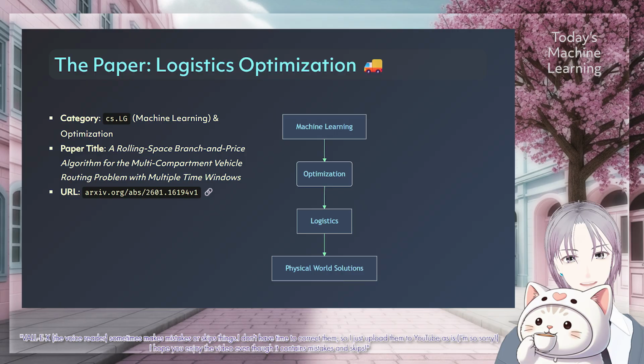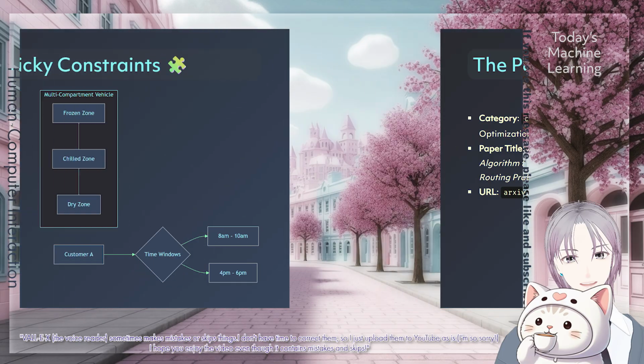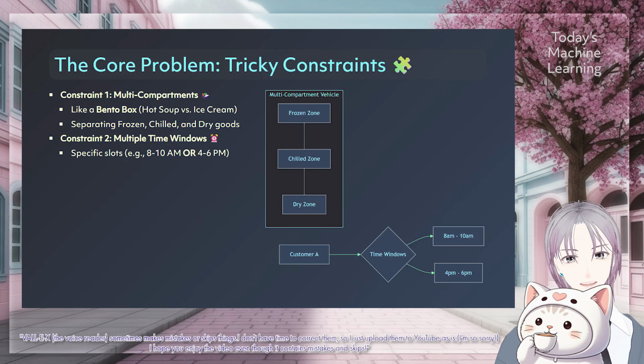Why, that is quite a mouthful, isn't it? Let me give you the code so you can follow along if you like. It is 2601.16194. Now, don't let that long title scare you away. As your teacher for today, I am going to break this down so it is as easy as understanding a school lunch menu. Actually, school lunch is a perfect analogy for this.